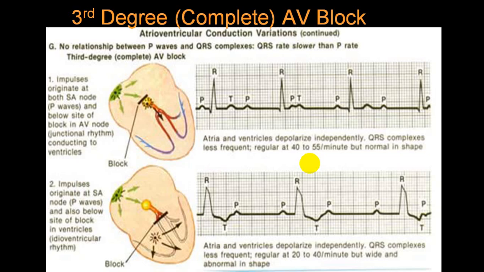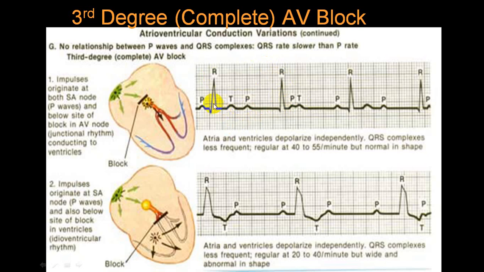Now in a complete heart block, the P wave is independent, the QRS complex is independent, hence you cannot calculate the PR interval. See this P wave, it is independent. Now if you see, the PP interval is less than the RR interval. So the number of P waves is more than the QRS complexes. Hence, the ventricular rate is slower than the atrial rate.